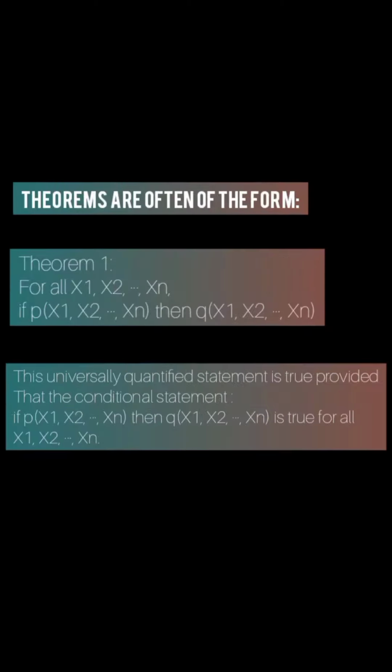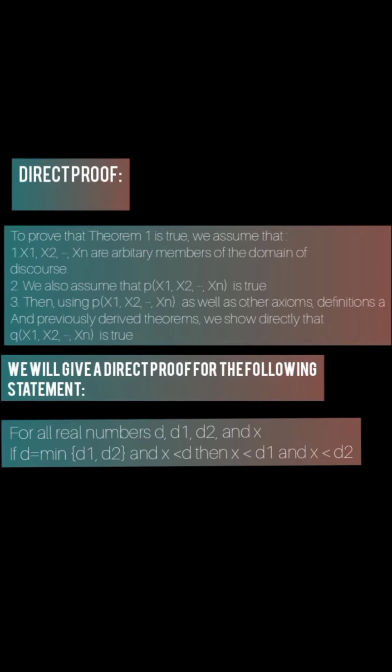Theorems are often of the form of theorem 1, as we can see here on the screen, and this universally quantified statement is true, provided that the conditional statement holds. Direct proof. To prove that theorem 1 is true, we assume that x1, x2, and xn are arbitrary members of the domain of discourse. We also assume that P(x1, x2, ..., xn) is true. Then using P(x1, x2, ..., xn) as well as other axioms, definitions, or previously derived theorems, we show directly that Q(x1, x2, ..., xn) is true.